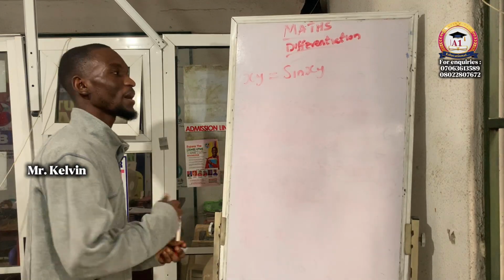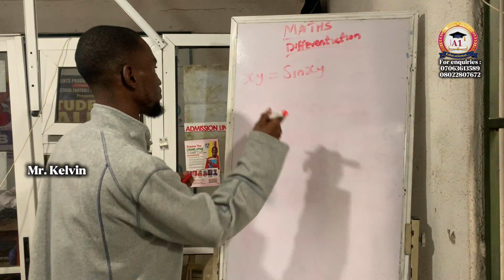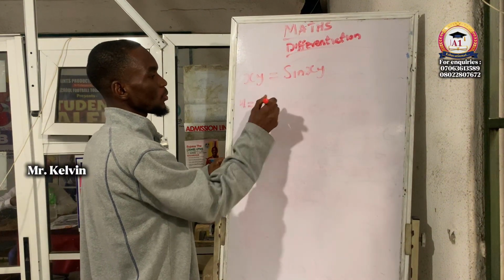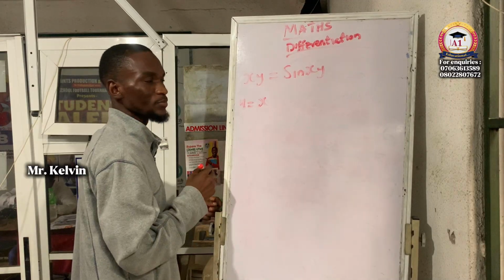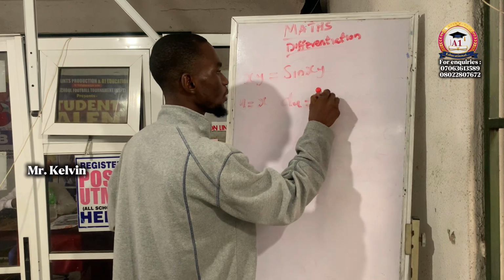So on the left hand side, we have the product rule, and the product rule here is what? Our u is equal to x. Now our du will give you 1.